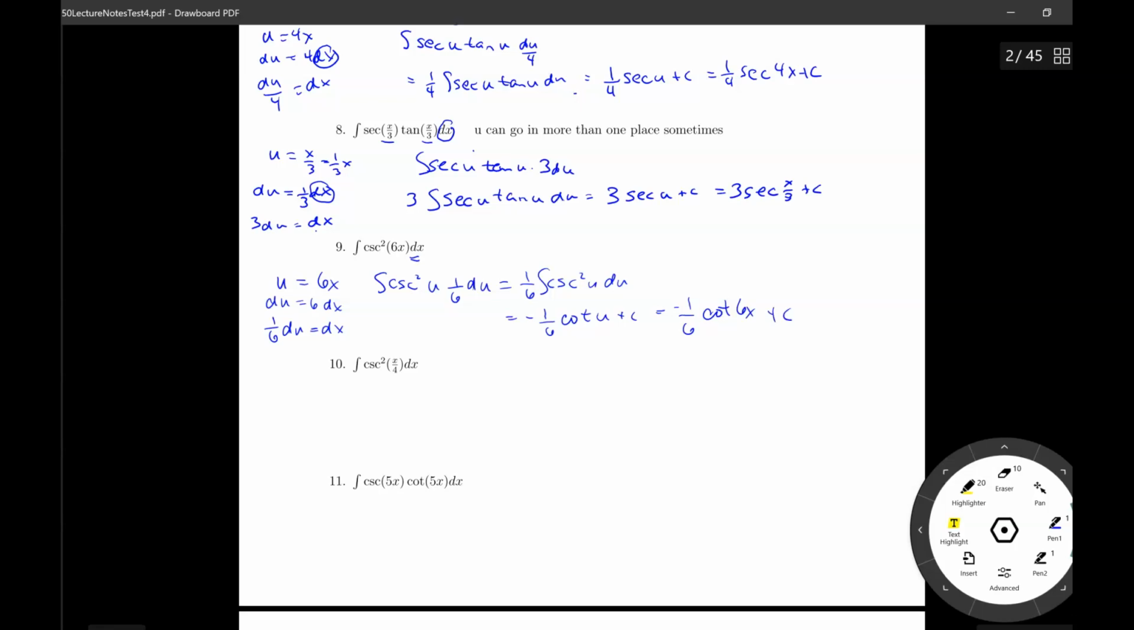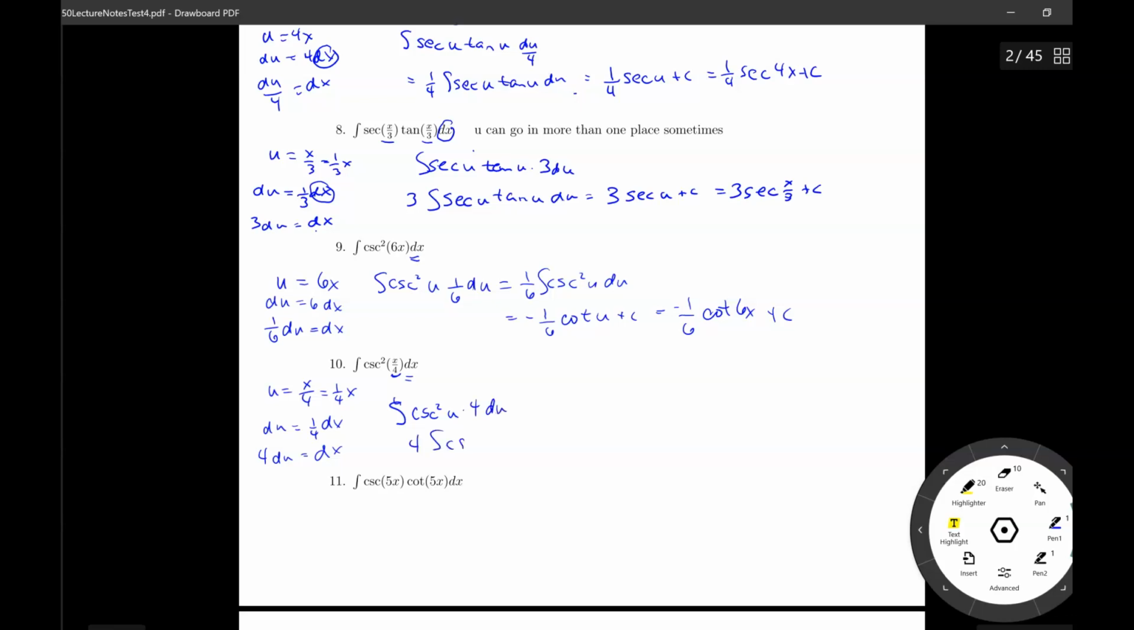All right, so you're noticing all of these u substitutions are just a number times x. So this here, thinking about it, x over 4 is the number 1/4 times x. So to take the derivative, we don't need quotient rule, it's just 1/4 dx. So I need to replace for dx, I'm going to multiply both sides by 4. So I get integral of cosecant squared of u times 4 du.